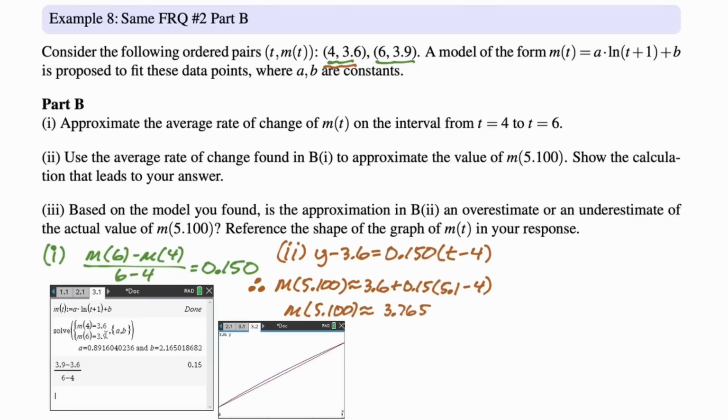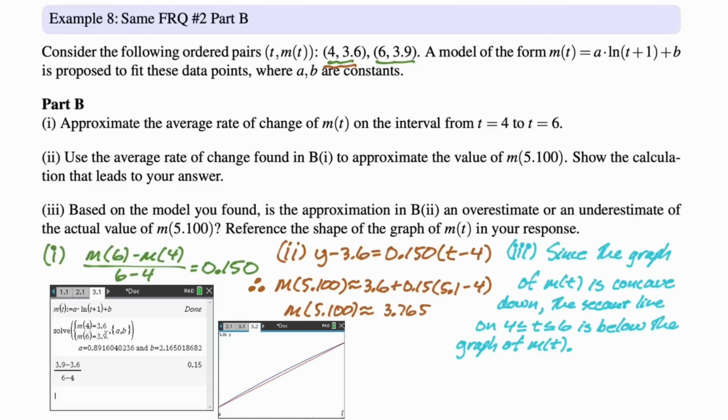And then if the value is between 4 and 6, we're going to get an estimate that is less than. If the value that we're given is outside of the interval 4 to 6, we're going to get a value that is greater than. So since the graph is concave down, the secant line on 4 to 6 is below the graph. I think that's a good thing to just establish.